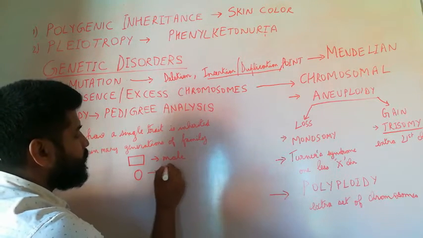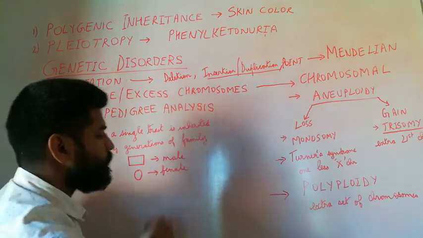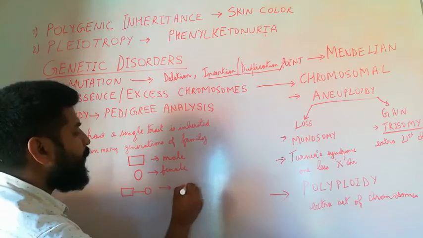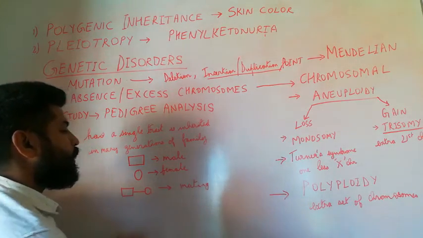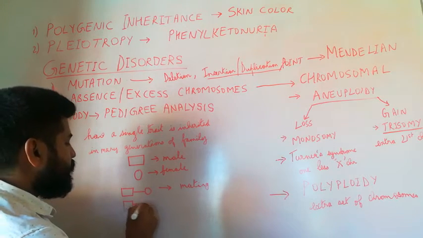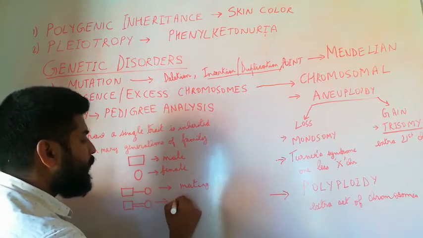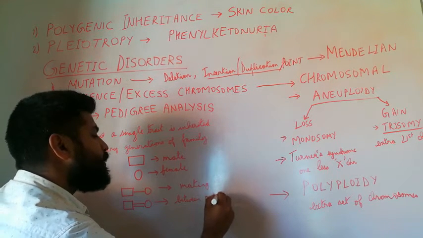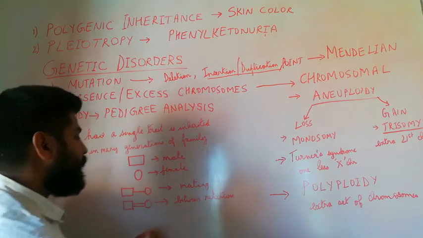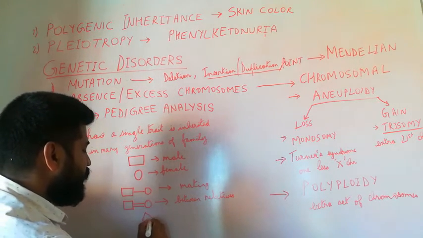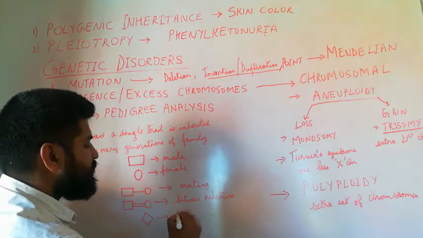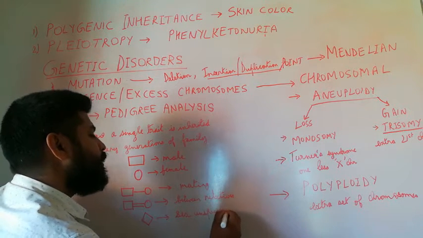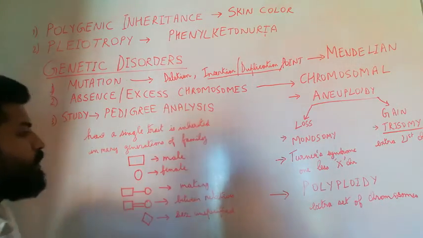A circle represents a female. This represents mating, whereas a double line represents mating between relatives, maybe marriage between cousins, etc. A diamond symbol is for sex unspecified. It's neither a male nor a female, possibly a transgender. So we can use this symbol.